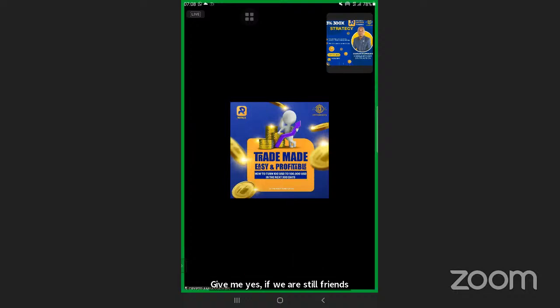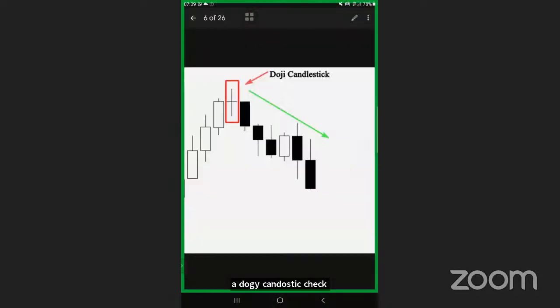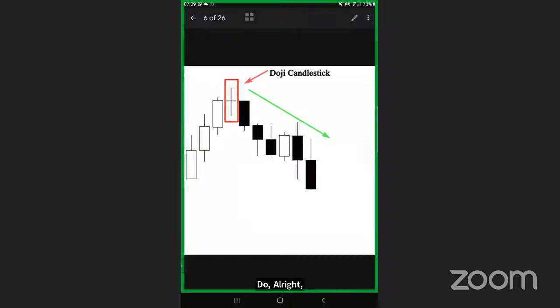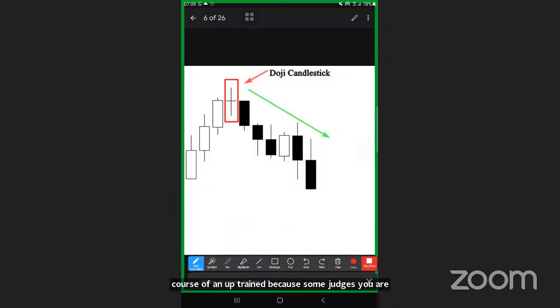All right, so that is a doji candlestick chart pattern. Yes. So can you see there how it looks, how it is formed in the market? The reason why I'm saying that you should stay away or wait is because sometimes you are going to find dojis formed in the course of an uptrend, but it's not an area of resistance.